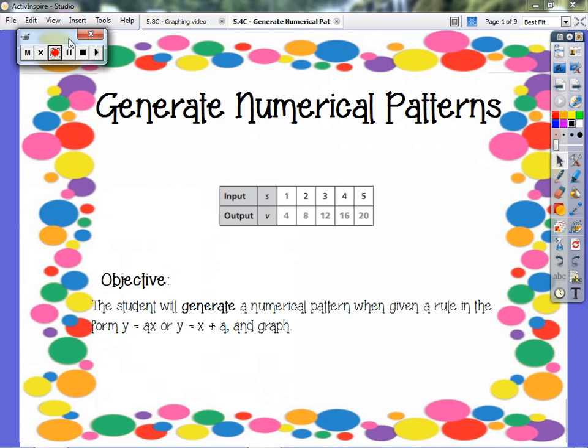Generate numerical patterns. The student will generate a numerical pattern when given a rule in the form y is equal to a times x or y is equal to x plus a and graph.